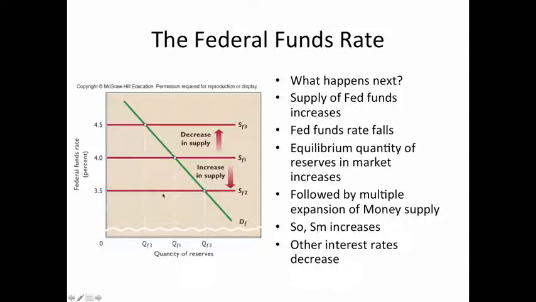So again, the Fed is really just manipulating where this supply of federal funds curve comes in. They increase the supply, again through buying bonds from banks. That's going to move the supply curve to here, and now we have an increase in the quantity of reserves and a lower federal funds rate.